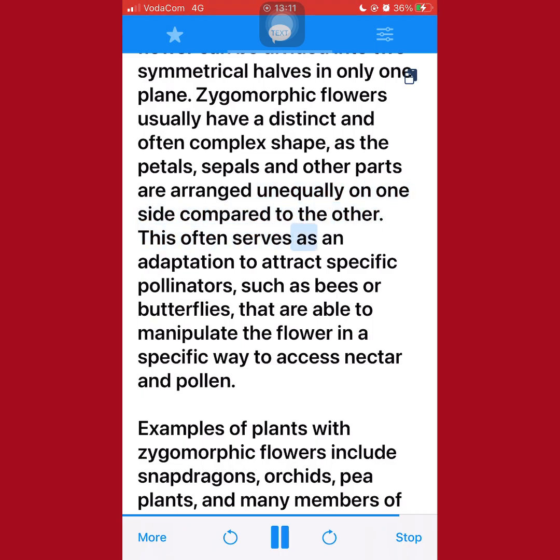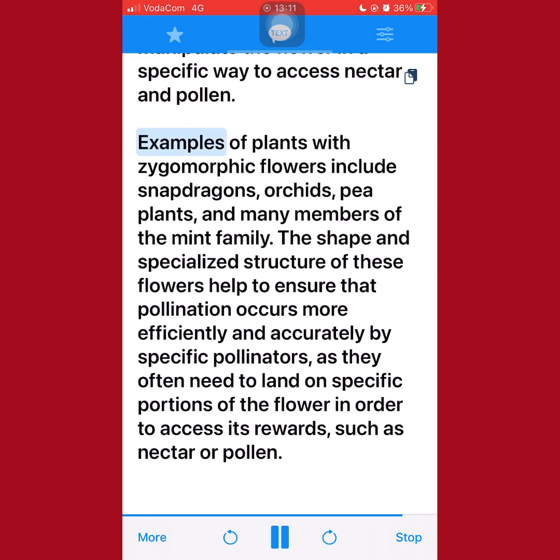This often serves as an adaptation to attract specific pollinators, such as bees or butterflies, that are able to manipulate the flower in a specific way to access nectar and pollen. Examples of plants with zygomorphic flowers include snapdragons, orchids, pea plants, and many members of the mint family.